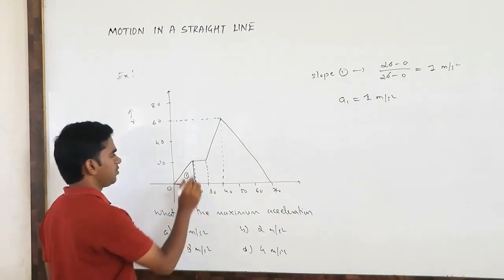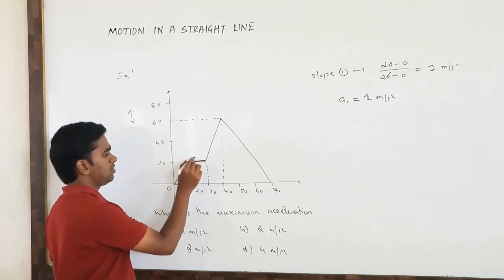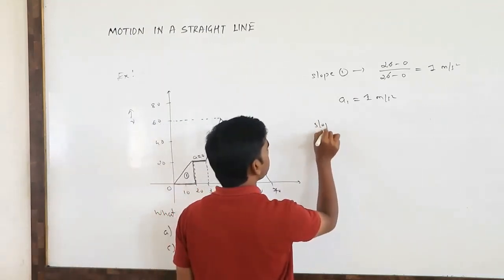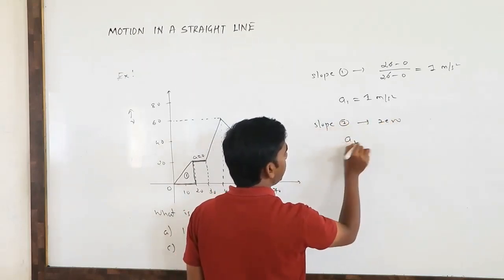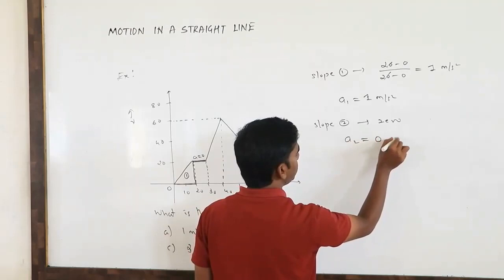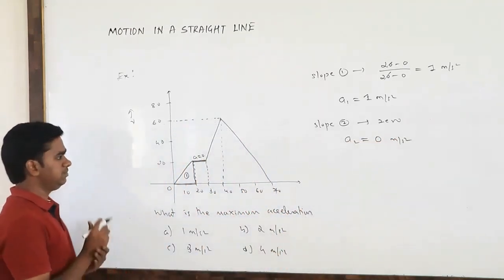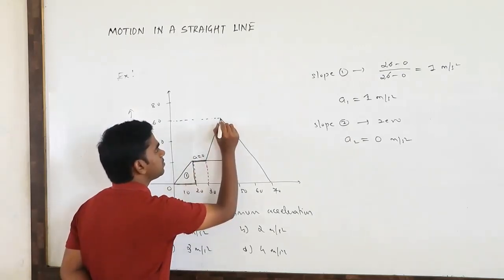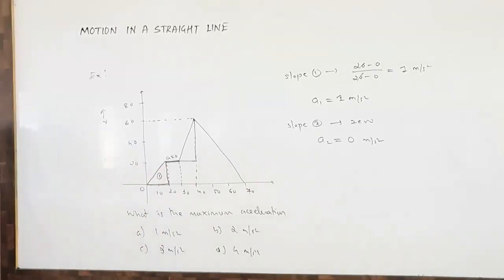So next, from here to here, velocity is constant. Velocity is constant means what? Acceleration is 0. So slope 2 is 0. Means A2 is what? A2 is 0 meter per second square. But that option is not there. Okay. Here, I will take one more slope for here. This is what the one more slope.